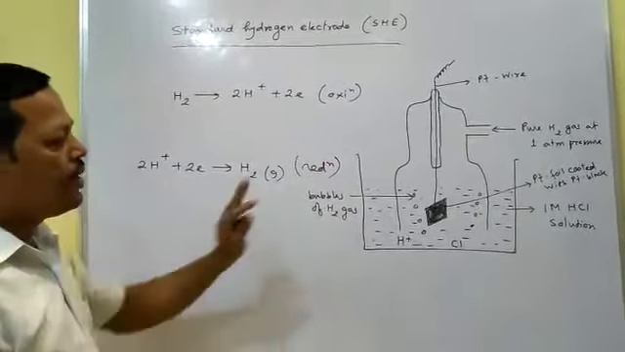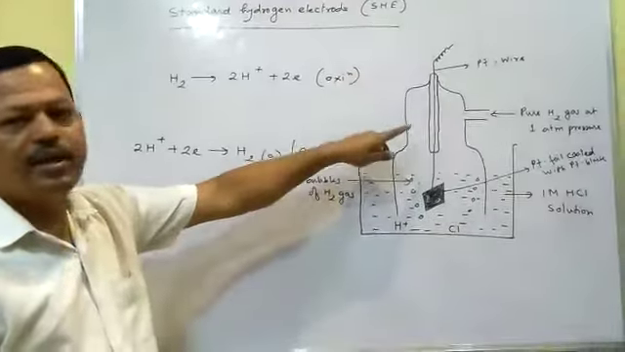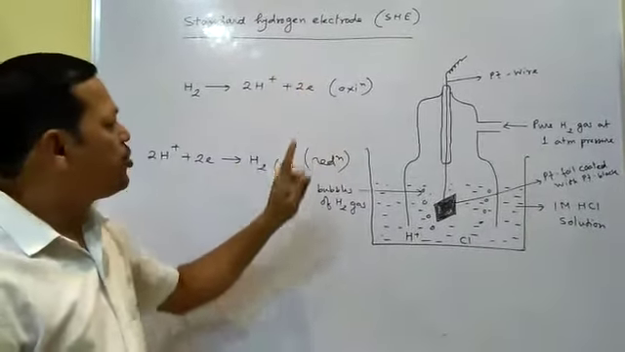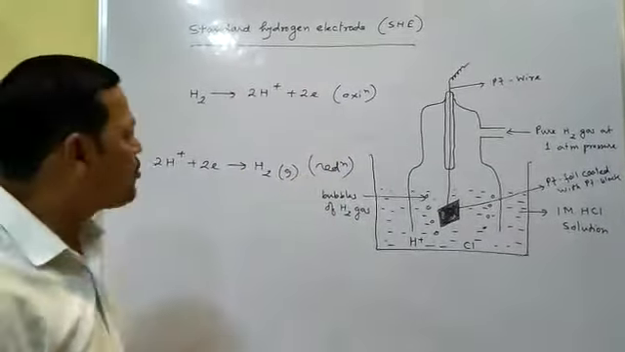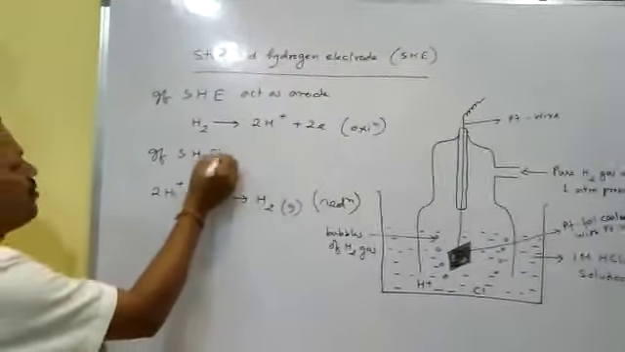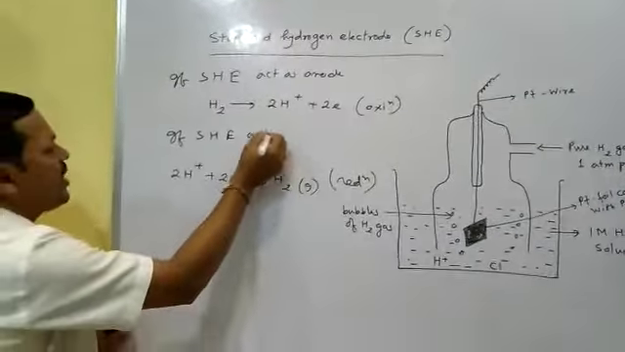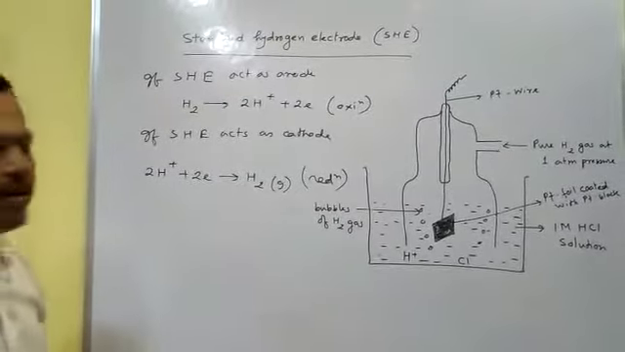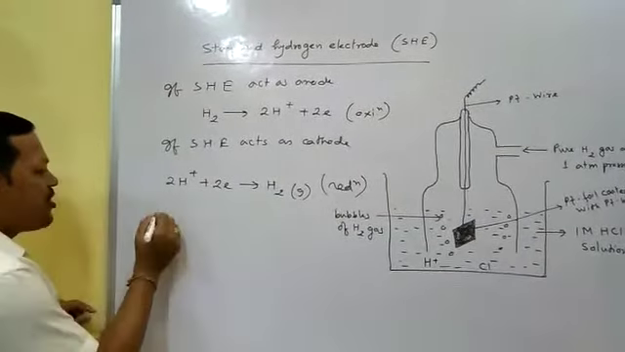Inside the electrode both oxidation and reduction take place. That means this electrode can act as anode also, it can act as cathode also. If SHE, the standard hydrogen electrode, acts as anode, then the oxidation reaction is this one, and if SHE acts as cathode, then the reduction reaction is like this. It can undergo both oxidation and reduction.